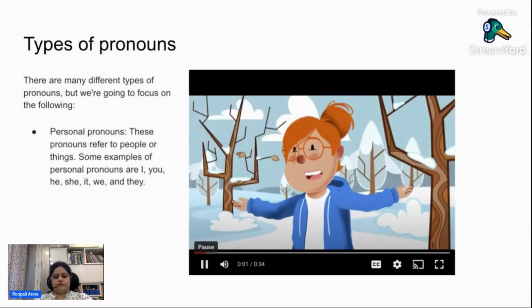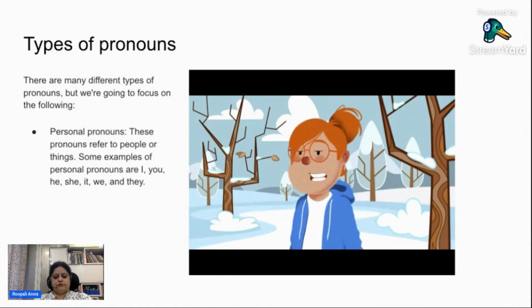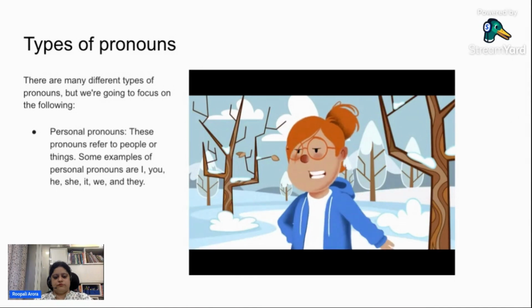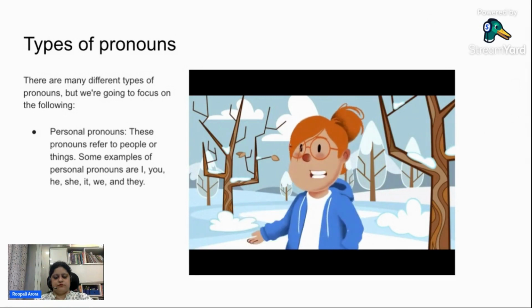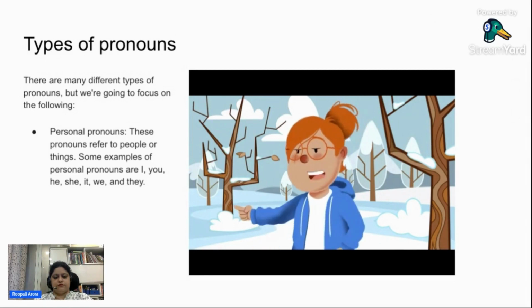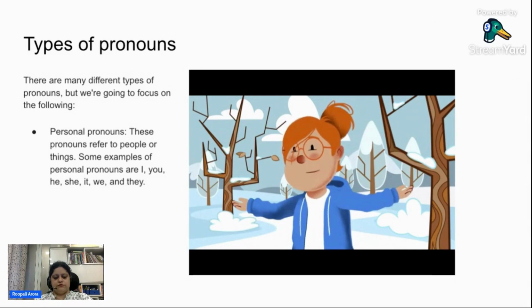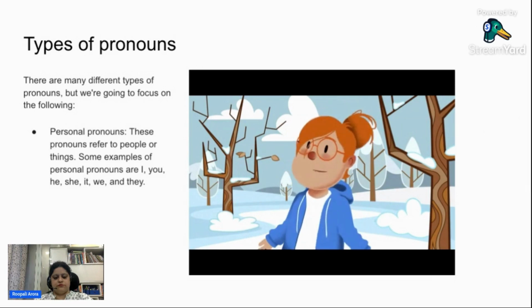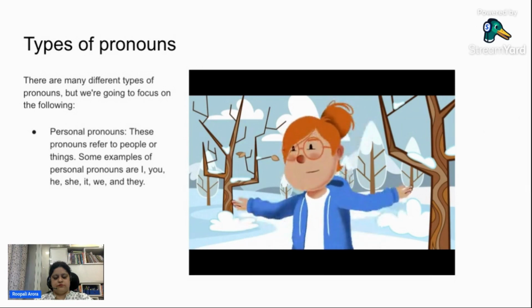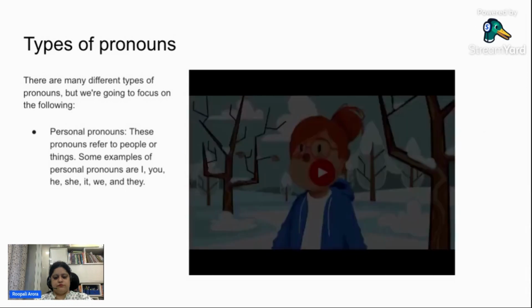Today, we are going to be learning about pronouns. Pronouns are words that take the place of nouns. They can be used to avoid repeating nouns, and they can also be used to add emphasis or clarity to our writing. There are many different types of pronouns, but we are going to focus on the following. The first one is personal pronouns. These pronouns refer to people or things. Some examples of personal pronouns are I, you, he, she, it, we, and they.